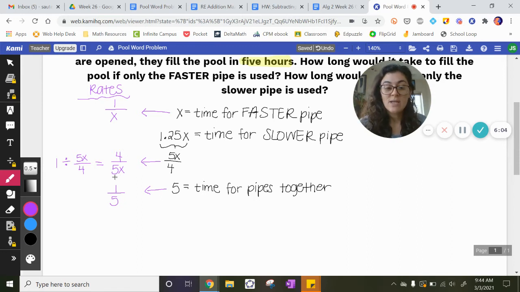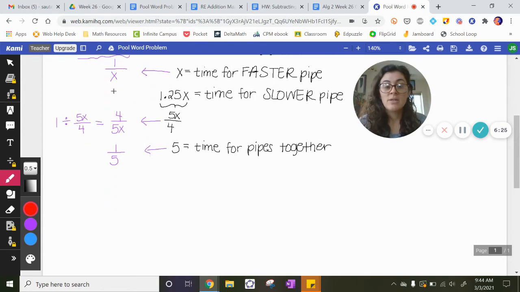Which also makes sense, because if you're looking at the rates of the slower versus faster pipes, the slower pipe can't fill a whole pool in the same time that the faster pipe can. The faster pipe can fill 1 whole pool in x hours. This pipe can only fill 4/5 of a pool, which isn't quite an entire pool.